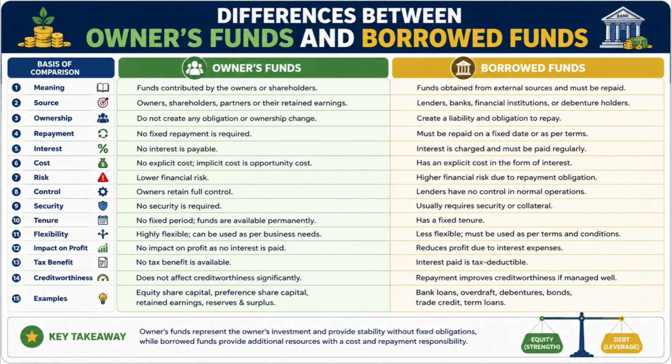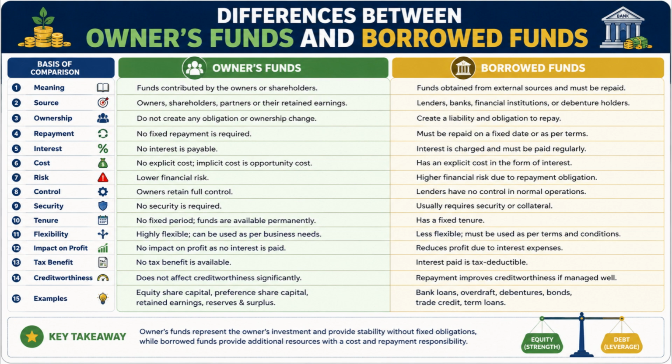Number 12. Owner's funds do not reduce profits through interest expenses, whereas borrowed funds reduce profits because interest payments are treated as expenses. Number 13. Owner's funds generally do not provide tax benefits, whereas interest paid on borrowed funds is often tax-deductible. Number 14. Owner's funds have little impact on the company's creditworthiness, whereas timely repayment of borrowed funds can improve the company's credit rating.